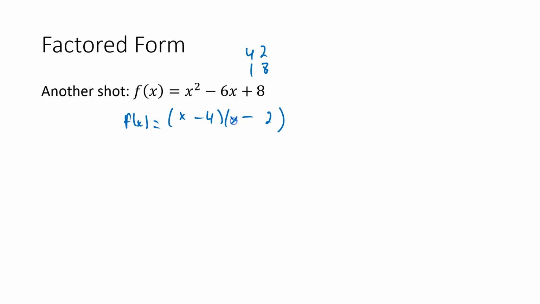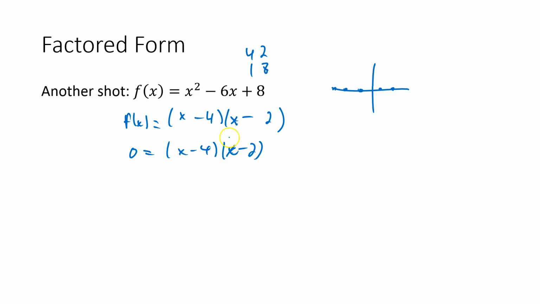So this tells us really quickly what our x-intercepts are. Because wherever the x-intercepts happen, that's going to happen when the y-coordinate is 0. So that means my f of x, or my y-coordinate, is 0. So it's x minus 4 times x minus 2.